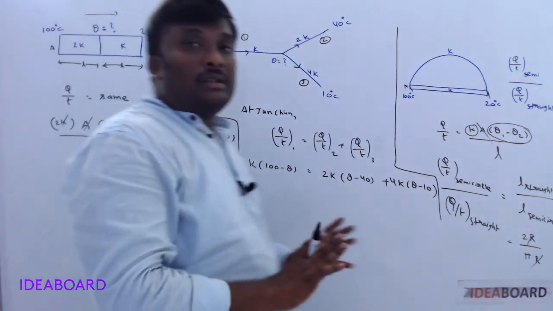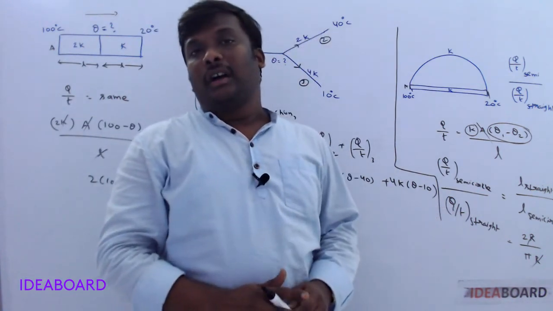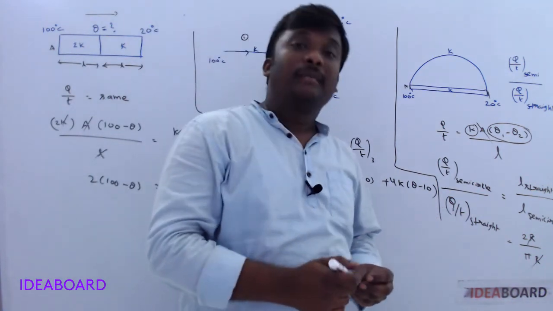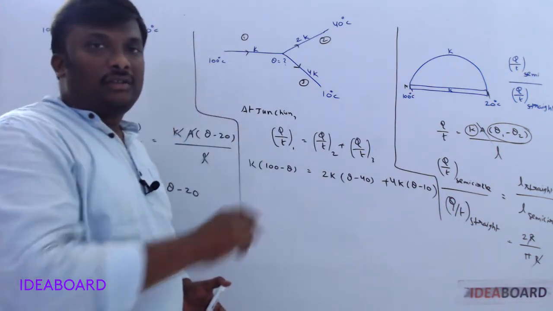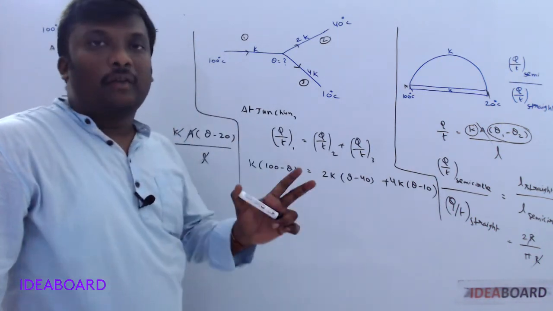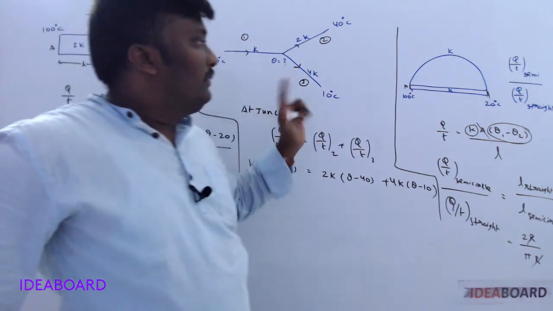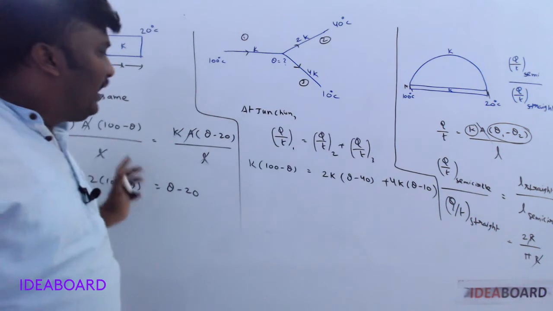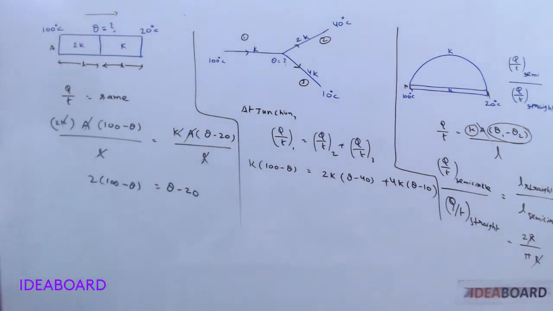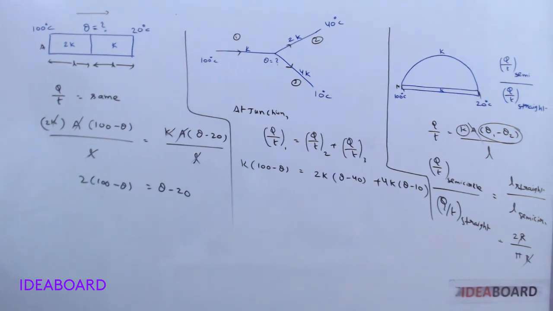So in any numerical related to conductivity, just replace the rod with a resistor. This is the first point. The second one is that everywhere we use only one formula, Q by T. Whatever the concept may be, I am using only the Q by T concept. Is it clear?